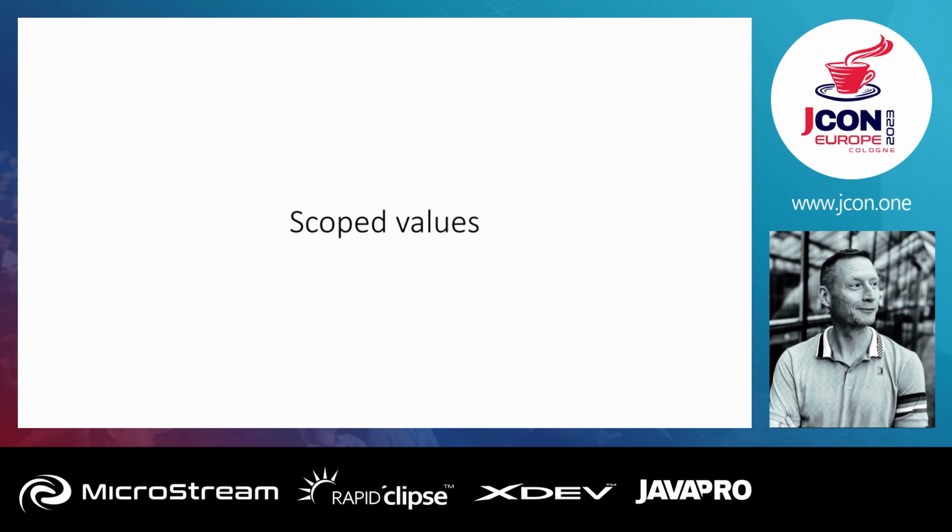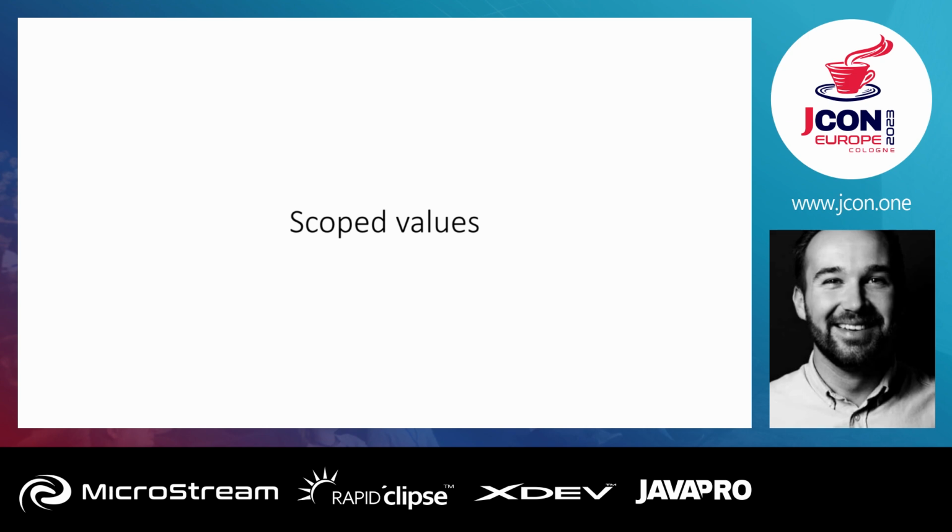Now, Project Loom had 3 deliverables. The first one was virtual threads. The second one, which David is going to talk about a bit later, is structured concurrency. And in JDK 20, so the current one, we saw scoped values. And scoped values, they're actually a replacement for thread locals. Now, who of you is familiar with thread locals?